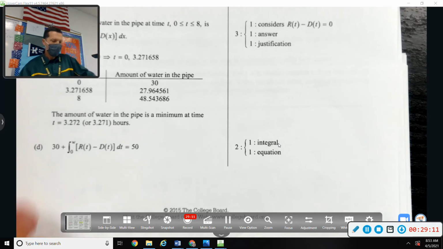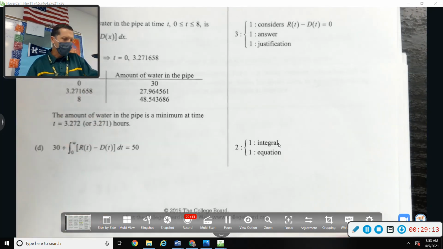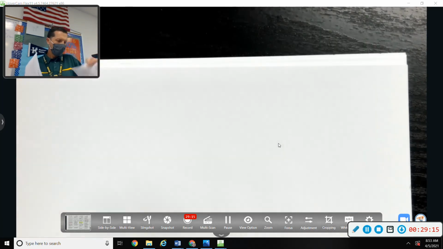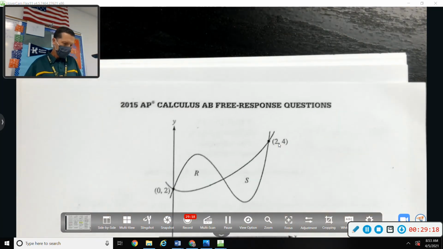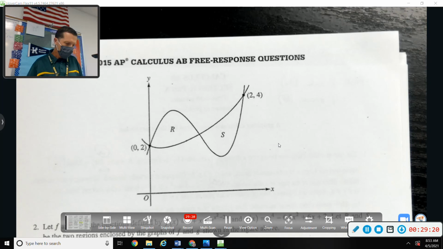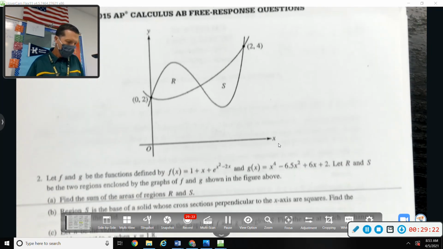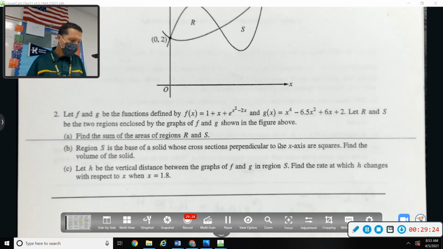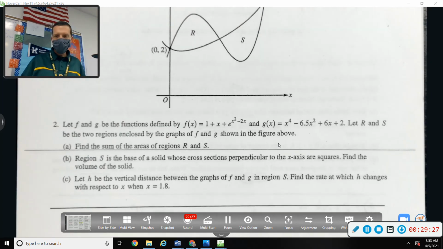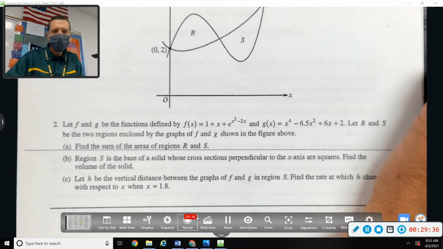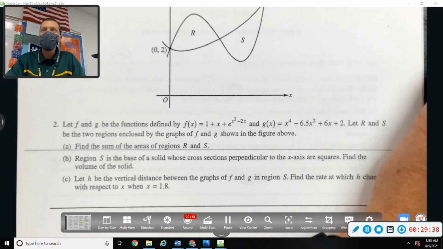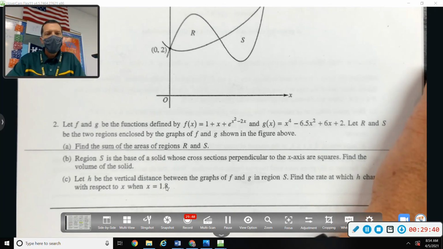All right, let's flip it over and look at the one on the back. Why don't you try A and B? Because we have time. So I'm going to press pause. You guys try A and B because this is what we just did. C is a little tricky, but A and B you should be able to do.